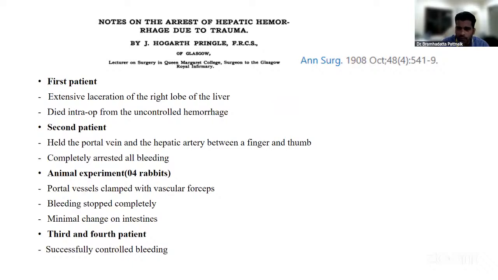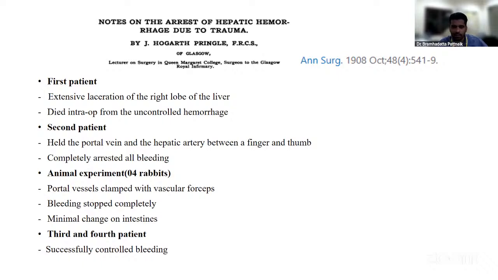Pringle himself first published about the method in Annals of Surgery way back in 1908. When the first patient died in the OR after a liver injury, he went back and thought about how he could have controlled the bleed intraoperatively. In the second patient, he just used his thumb and index finger to control the bleed, and surprisingly he found that all the bleeding from the liver parenchymal surface stopped. The second patient also died, but at least he learned that by controlling the hepatoduodenal ligament he could control the bleed. Then he went back to animal experiments and applied the same method in 4 rabbits.